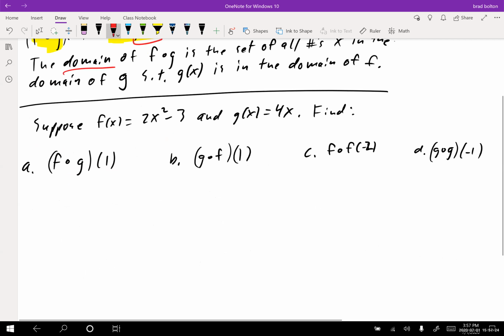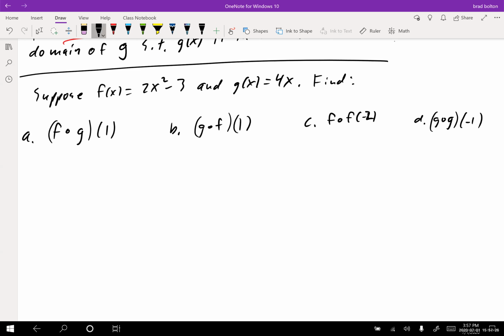So let's first look at what it actually means to do a composition, not to get too carried away and wordy. If I ask you to find f of g of 1, I would prefer to rewrite it like this. Let's find f of g of x first. That means I'm going to take g of x, which is 4x, and plug it in for x. I better write it downward. I feel like I'm going to run out of room.